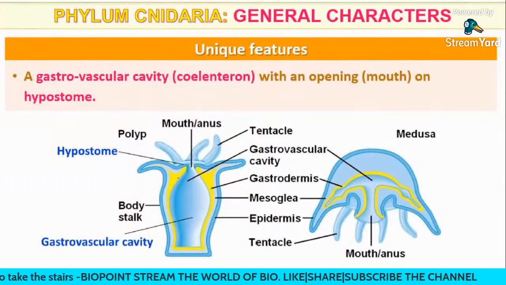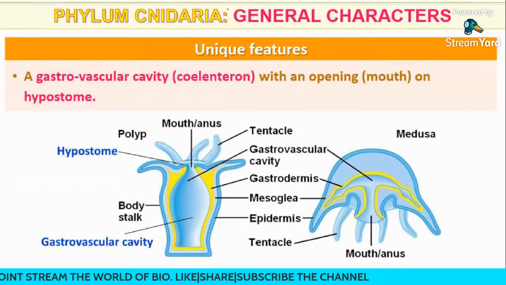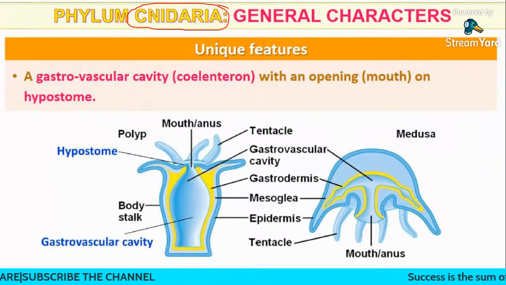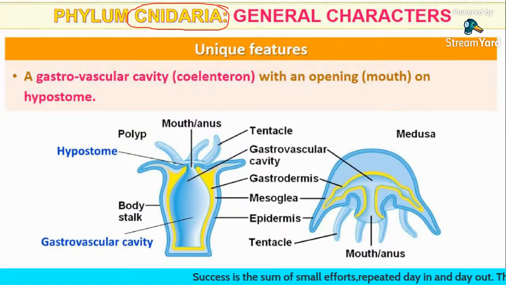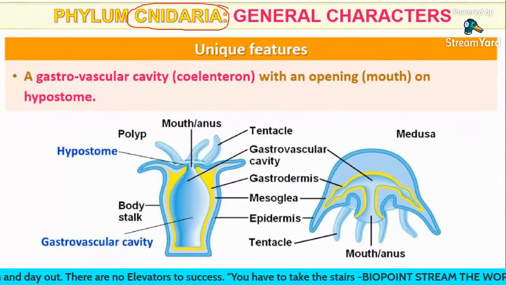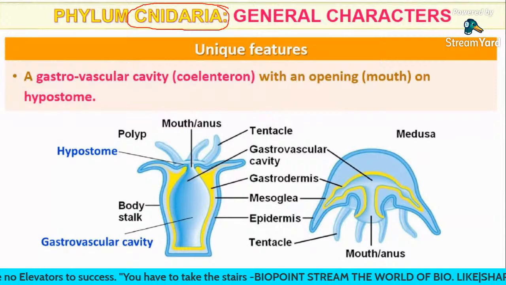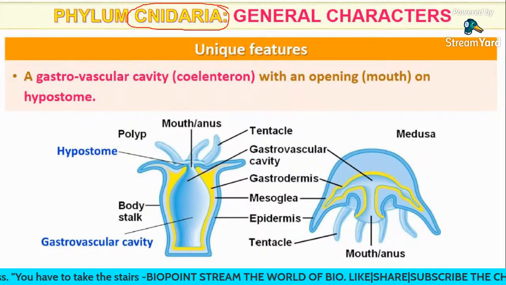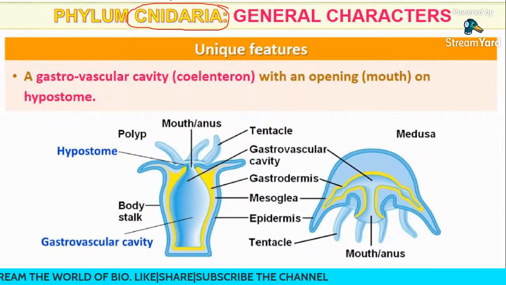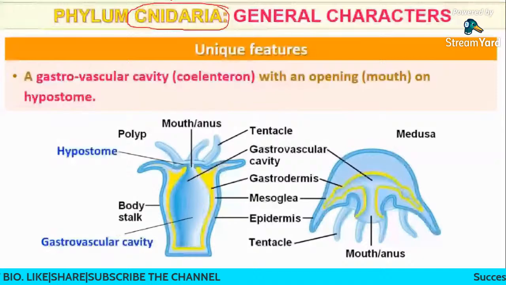I also told that Cnidaria is also known as, guys, tell me on the chat box. What is the other term for the phylum Cnidaria? Nobody? Absolutely. It is Coelenterata. It is otherwise known as Coelenterata.